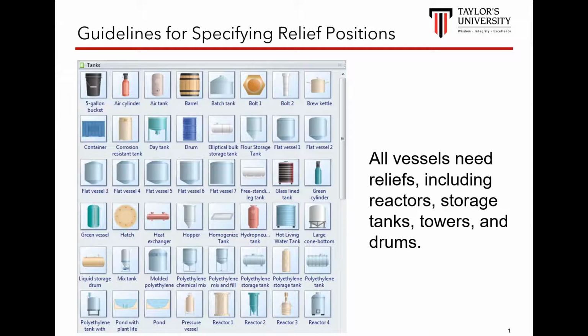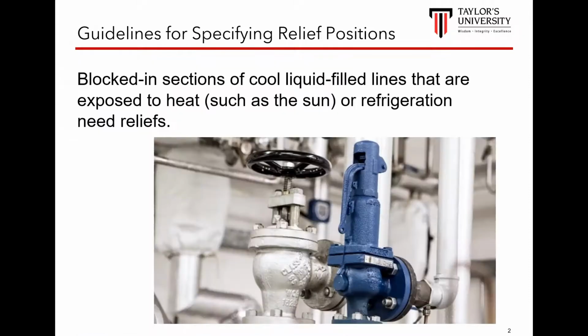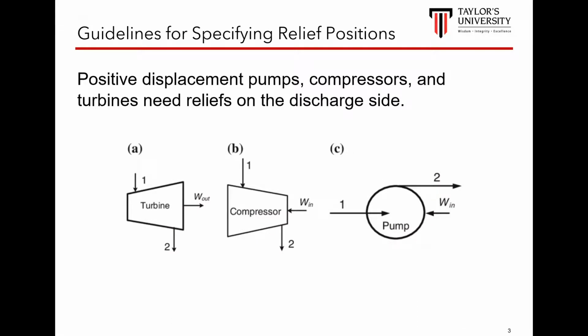So including your reactor, even your storage tank, any towers, any drums, they need a relief system. All the block-in sections of cool liquid lines that are exposed to heat, such as the sun. The moment they get exposed to heat, because they are supposed to be cool, there is immediate expansion the moment heat is introduced. So all the cool liquid lines need a relief system. And every pump, compressor, and turbine needs a relief system because this is where there will be a change of pressure. So in the event the change of pressure fails, then we need the relief system to release the excess pressure.